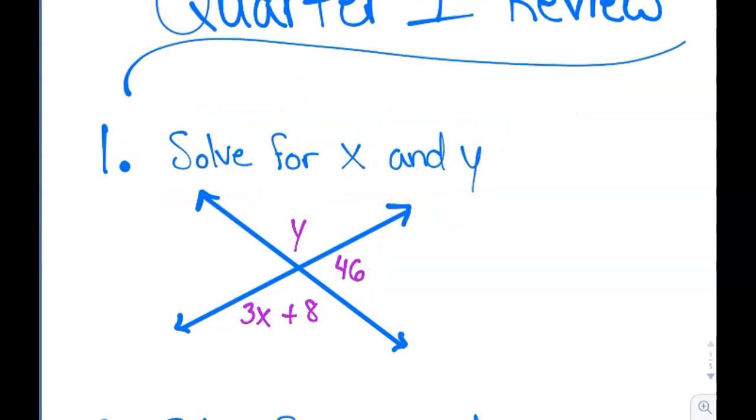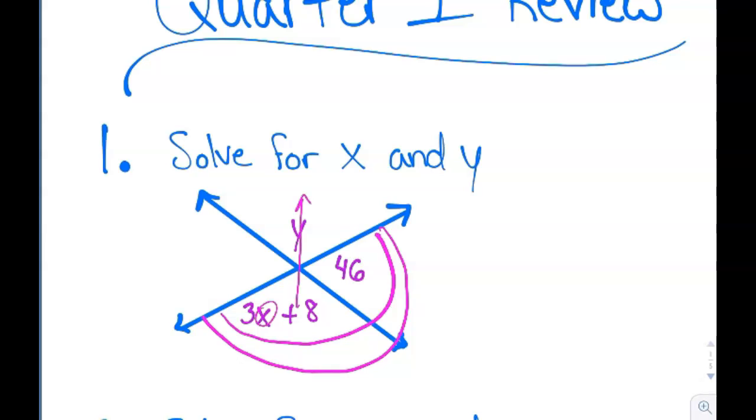So there'll be a little hint with each one here. The first one, solve for x and y. Yes, there's vertical angles here, but they're in different variables, so you can't do anything with those two yet. But you can do something with these two. Those add up to a certain number, and then once you solve for x, you could figure out what x is and then solve for y.